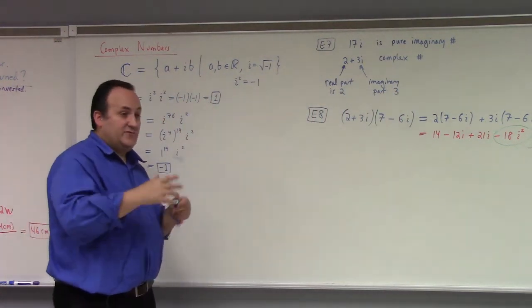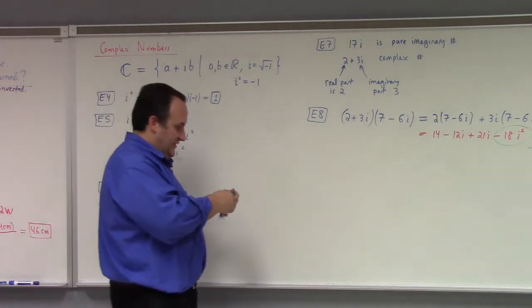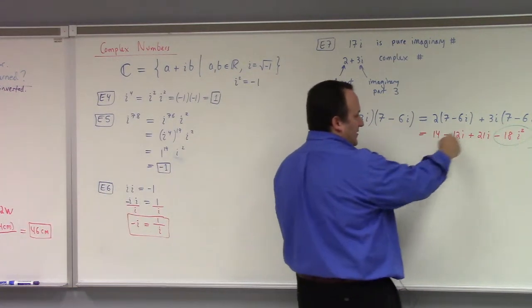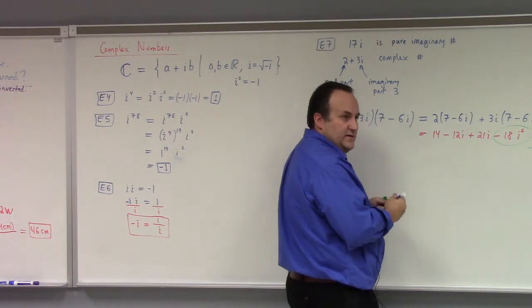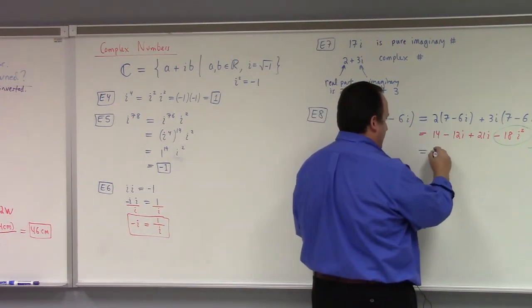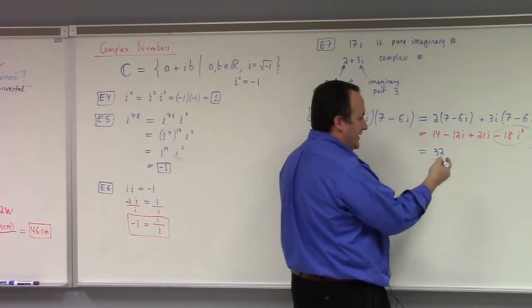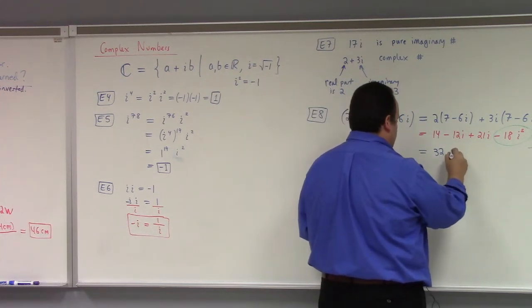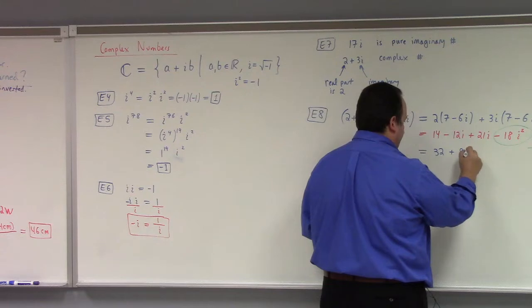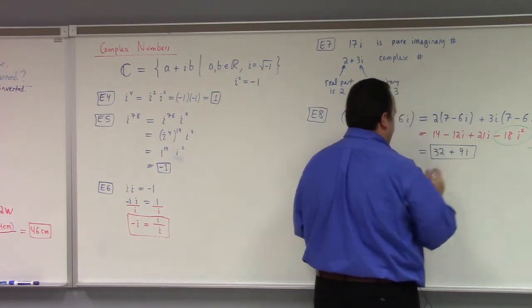Yeah, so we're not done. We need to group like terms, right? Put it all together. So 14 plus 18 is what? 32. So our answer here is 32. 21 minus 12 is 9, right? So 32 plus 9i. And there you go.